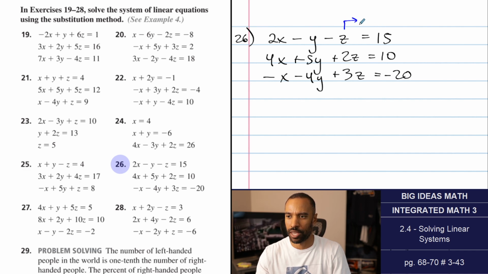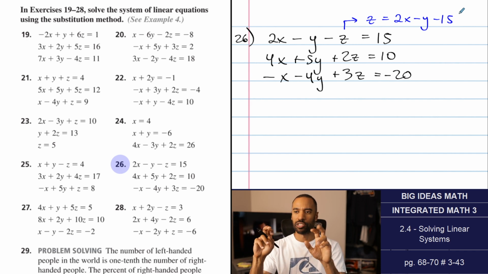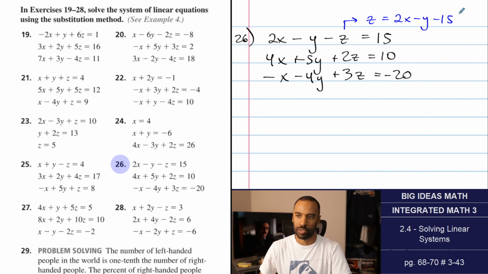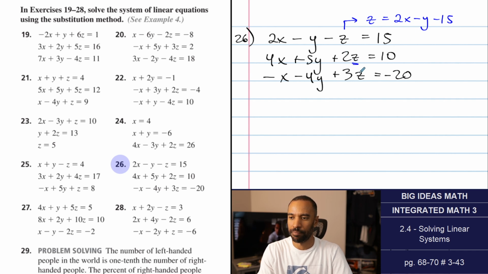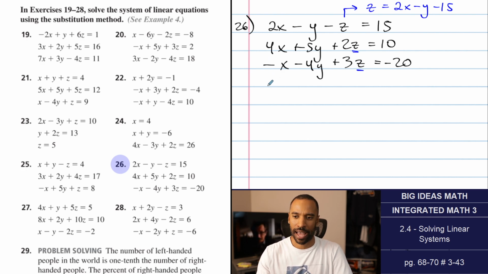Let's do kind of the same thing as before. Add z over and subtract 15 over. So that'll be 2x minus y minus 15. It's still kind of a one step to me. I don't have to write two different actions for it. So 2x minus y minus 15 is going to go in right there and right there in both of these equations. I'll just write these now in black. I hope you're okay with that.